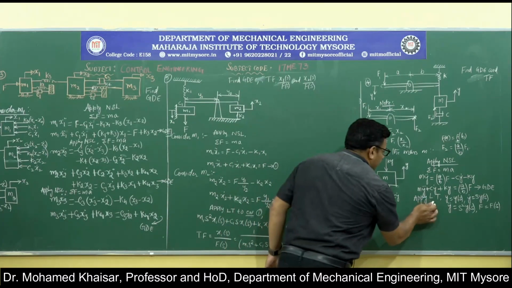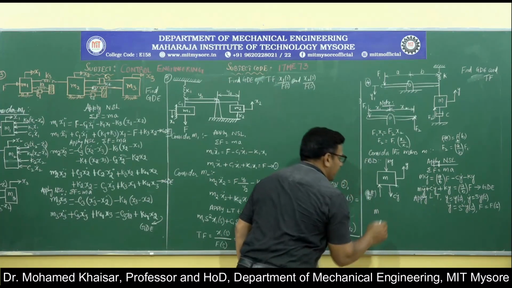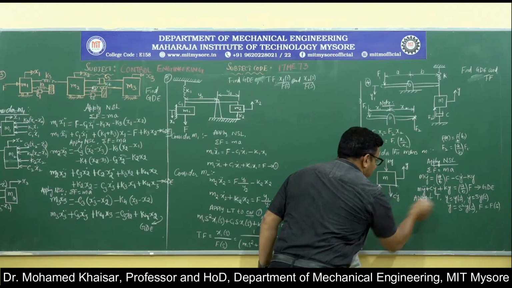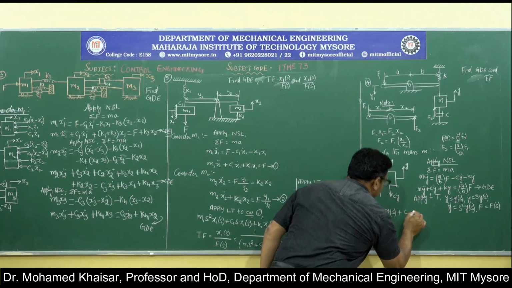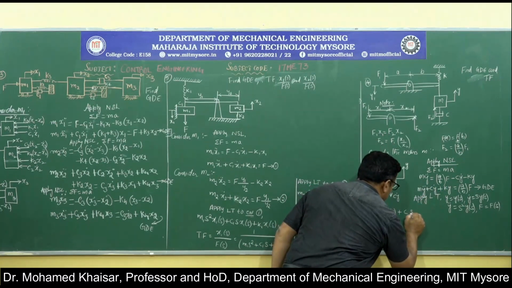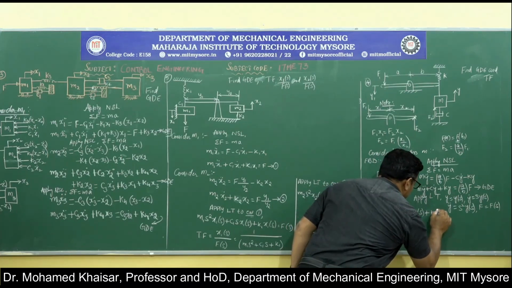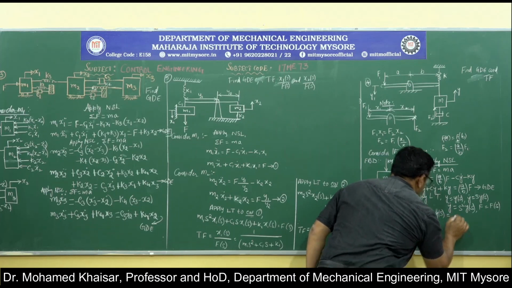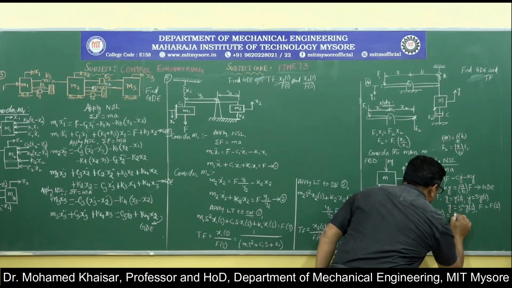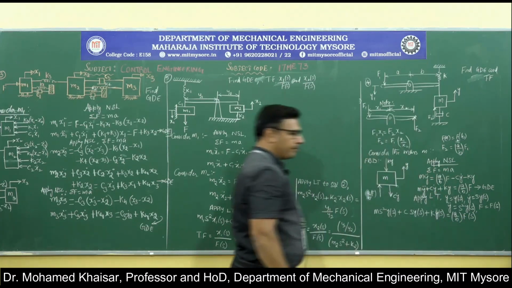Now apply this Laplace transformation onto the governing differential equation. What we get here is m as it is, y double dot is nothing but s square into y of s, plus c, and y dot is nothing but s into y of s, plus k into y of s, that will be equal to A divided by B into f of s. This is what we get.